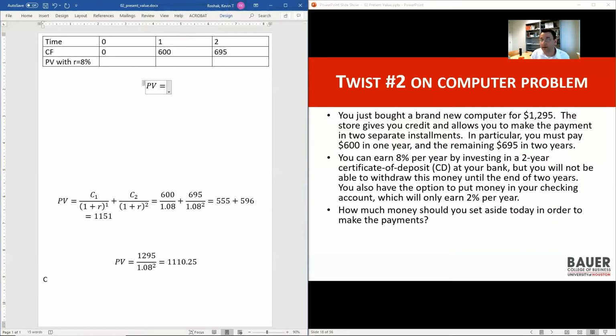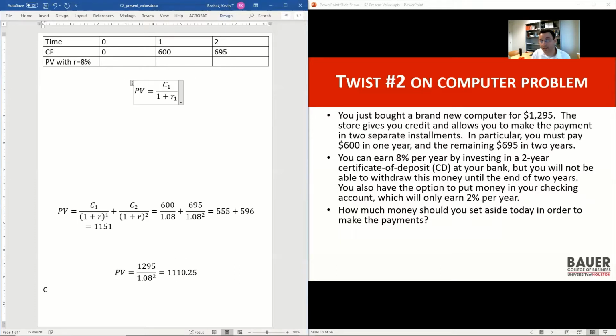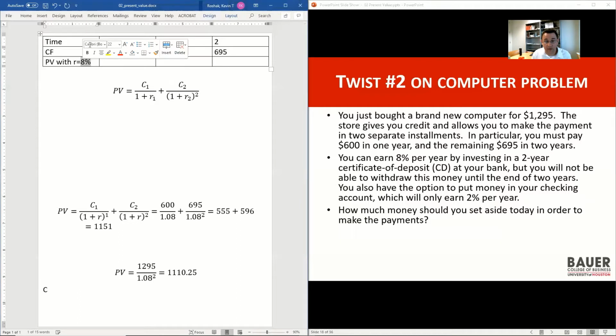We've got a cash flow at time 1. Now we have a special discount rate at time 1, which may not be the same as the discount rate at time 2. So to indicate that, I put subscripts on the discount rates. Okay, before I just had one discount rate. I had 8%, but now R could vary.